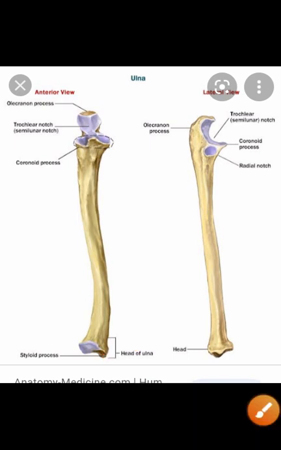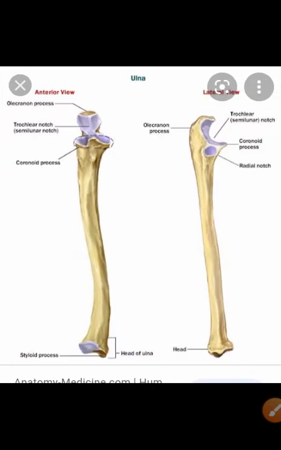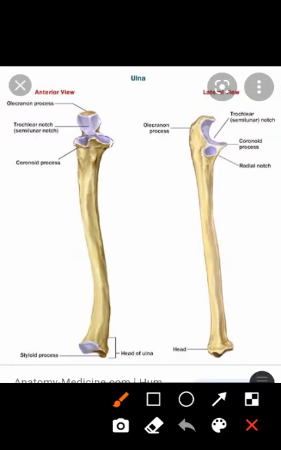And on the lateral side of the ulna, what is present? This is the most important thing, which is known as the radial notch. A radial notch is present, and this is for what? This is a depression for the radius.